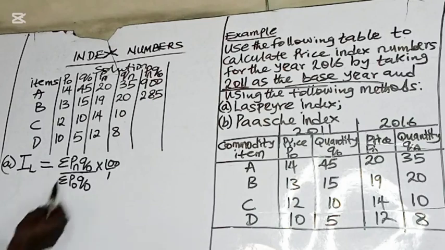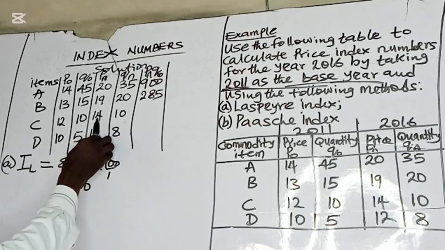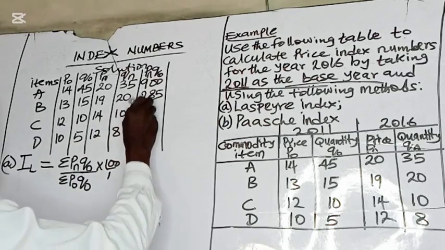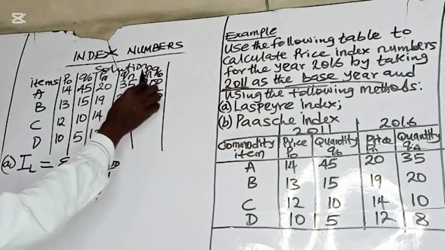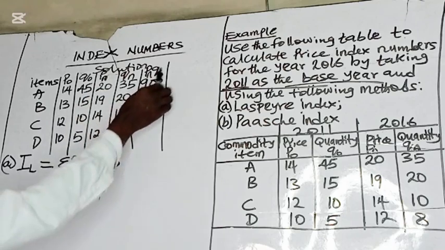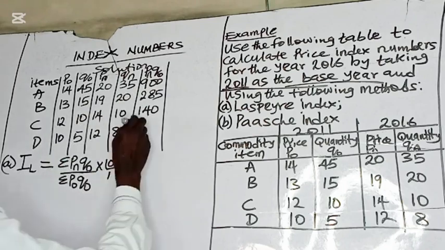Then we have PN 14, QO 10. 14 times 10, that is 140. PN 12, QO 5. 12 times 5, that is 60.